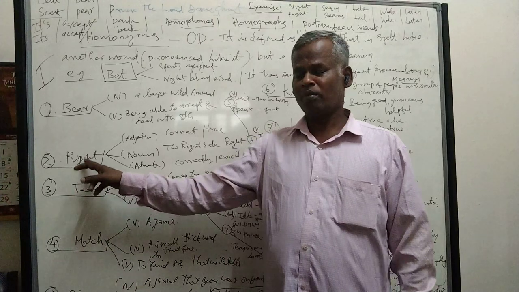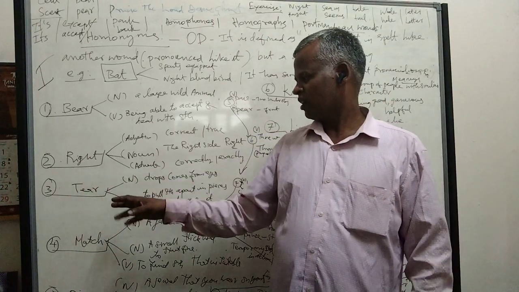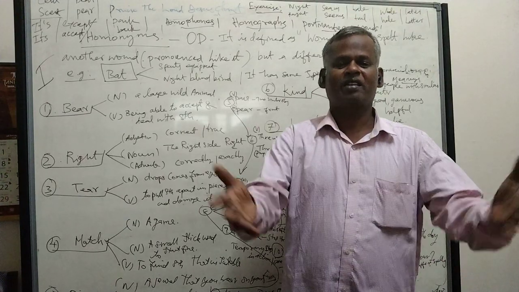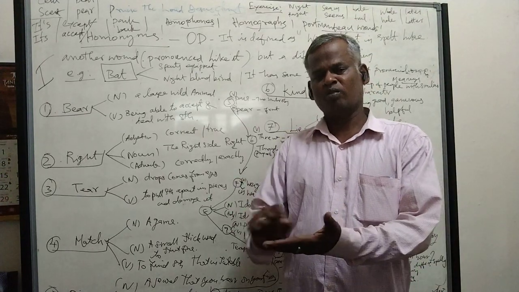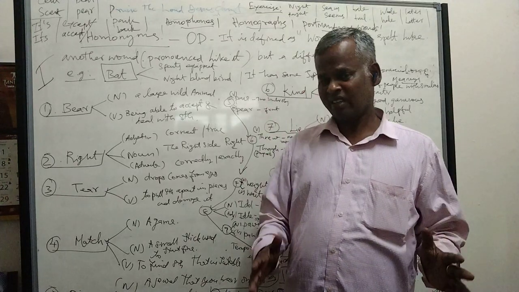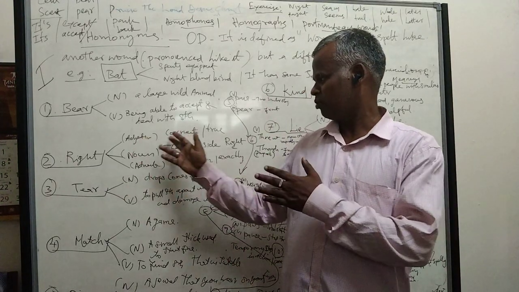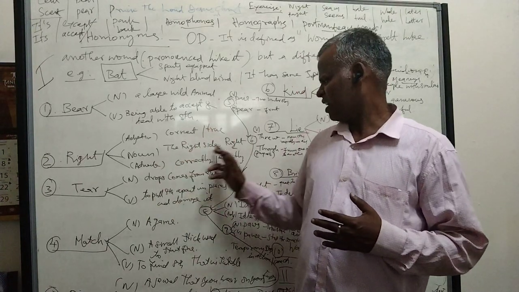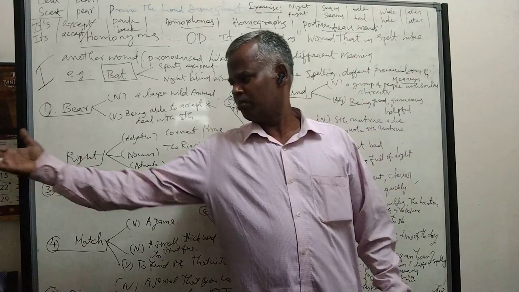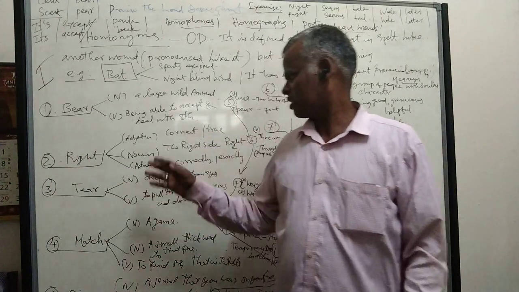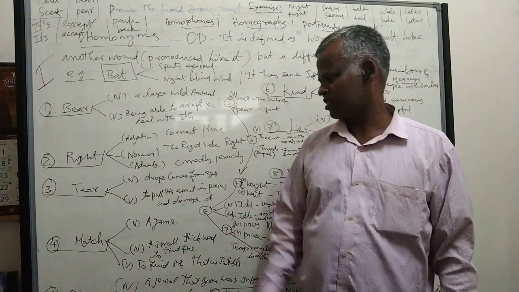Right. For example, R-I-G-H-T, right. As an adjective it means correct. You are saying right. You are right, or your writing is right. Your way of speaking is right. Likewise, adjective means correct or true. Noun means the right side of something. On the right side, my table is there. On the left side, the casement, the window, is there. Likewise, noun means left and right side.